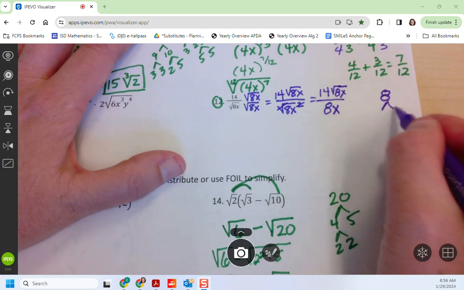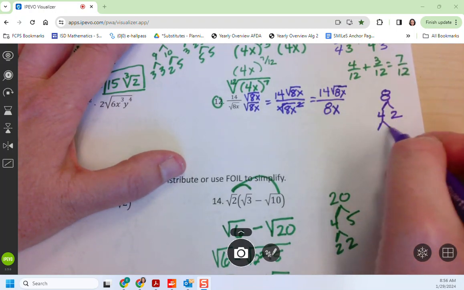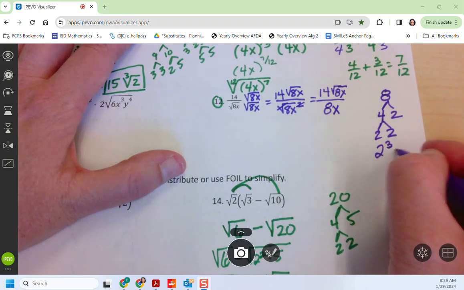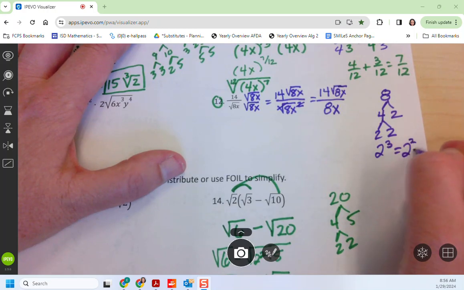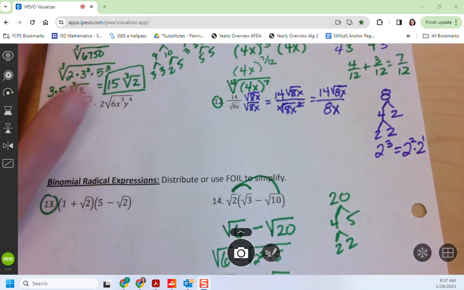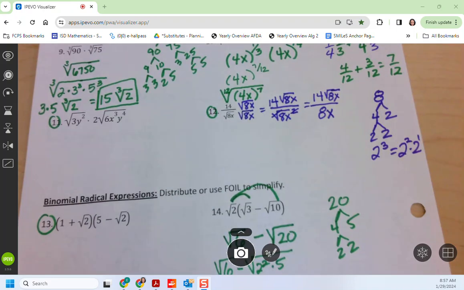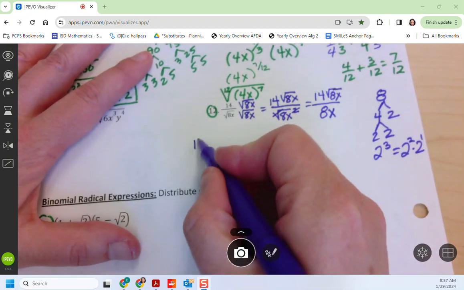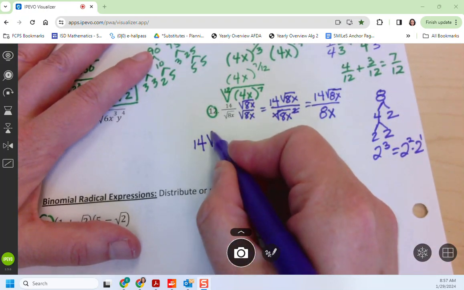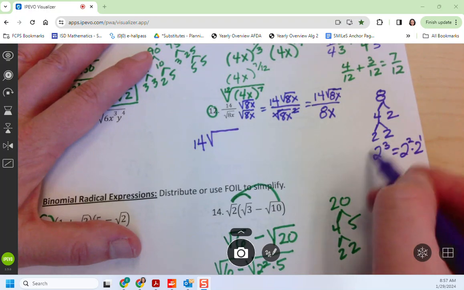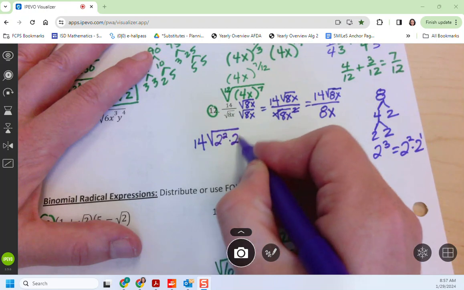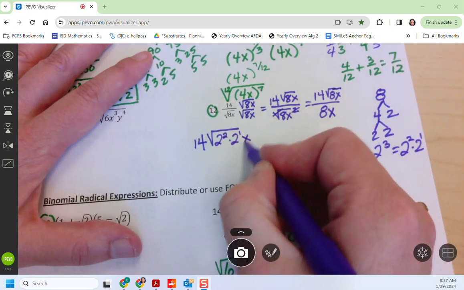And if you do your factor tree, you have 4 times 2, 2 times 2. So this is either 2 to the third, or you can think of it as 2 squared times 2 to the 1. 2 squared and 2 to the 1. And the reason I broke it up like that is because it's a square root, so I want a squared. All right, so let's bring this down. I have 14 square root. I'm going to write my 2 to the third as 2 squared times 2 to the 1. I still have an x underneath the root.